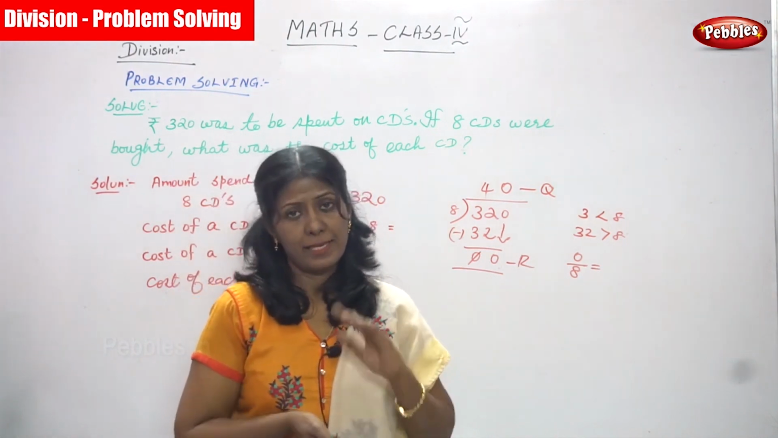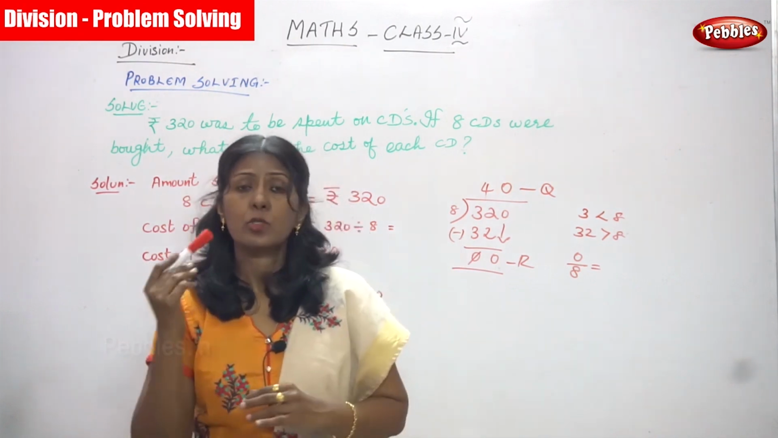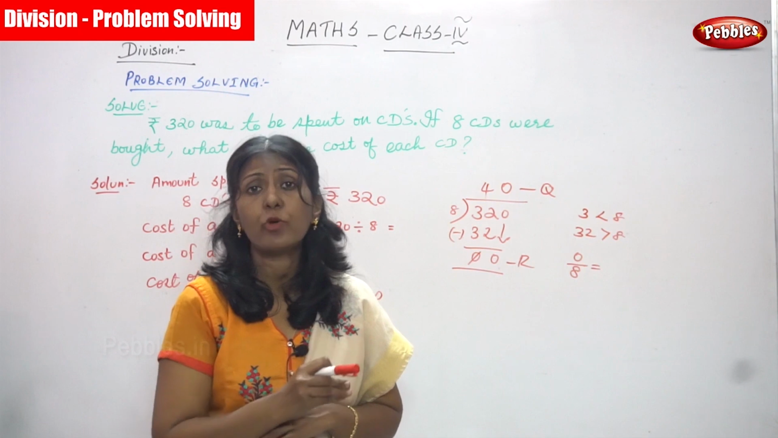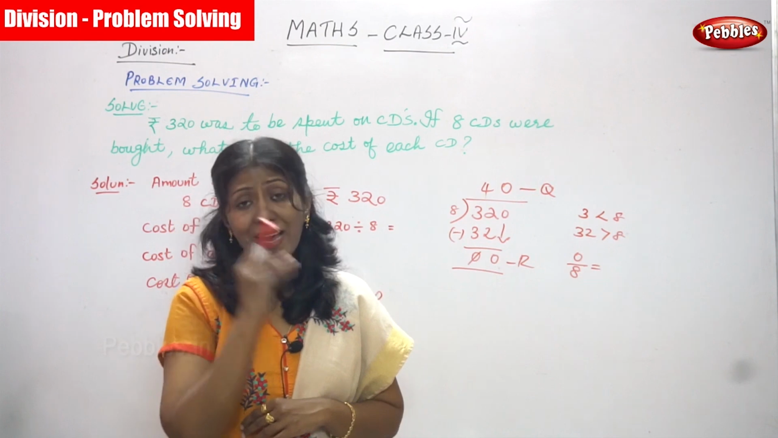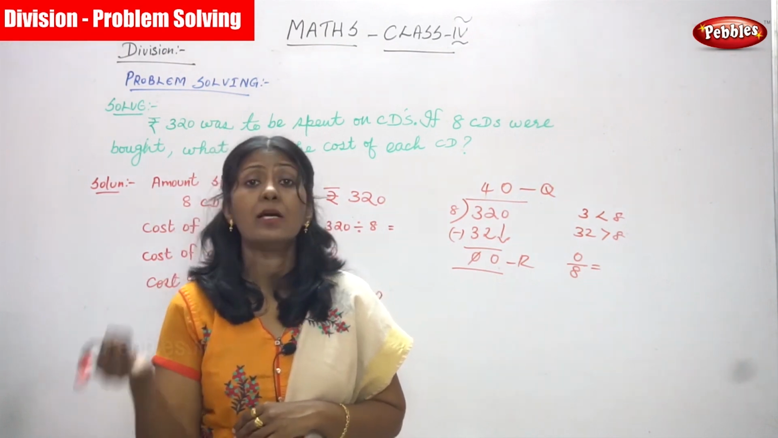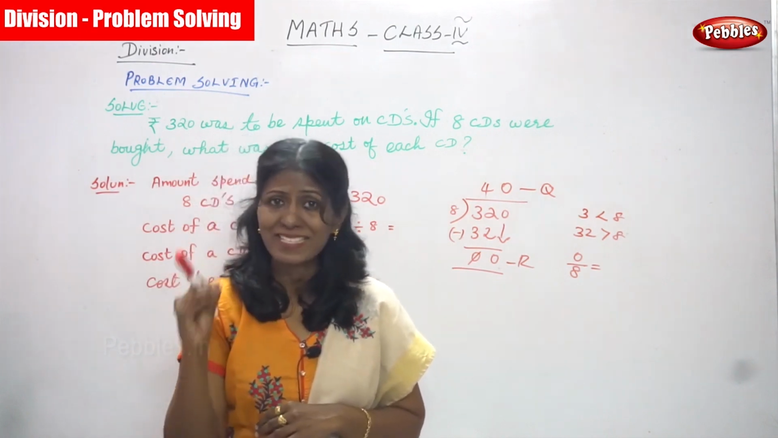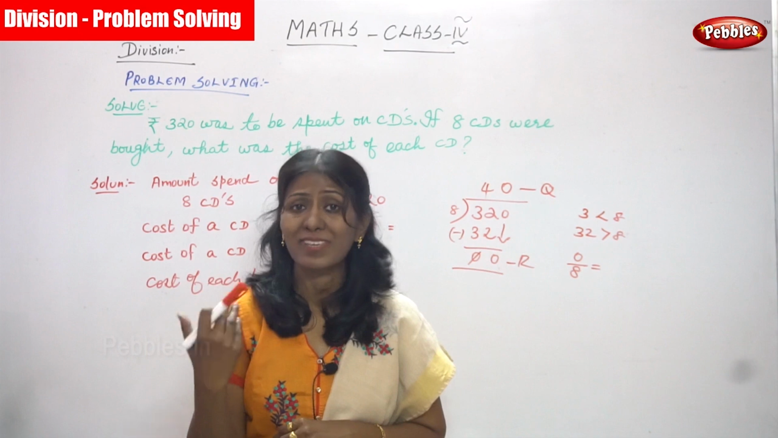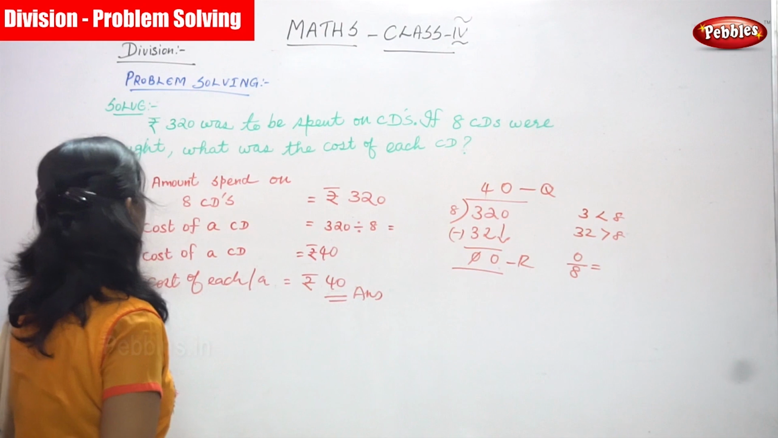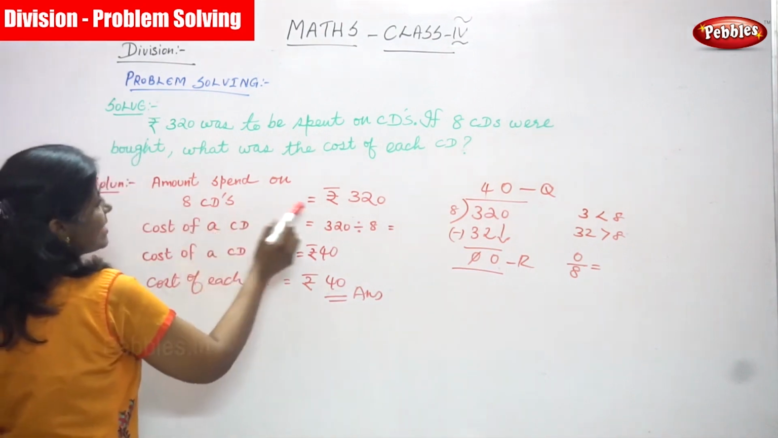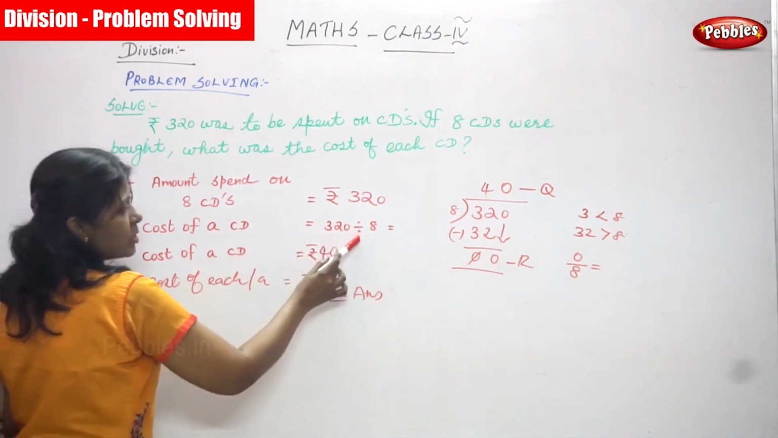That is the question. They spent rupees 320 for 8 CDs. So finally, what they asked in the question is that you have to find out the cost of a CD. So how are we going to write the solution? Amount spent on 8 CDs is rupees 320. Cost of a CD is equal to 320 divided by 8.